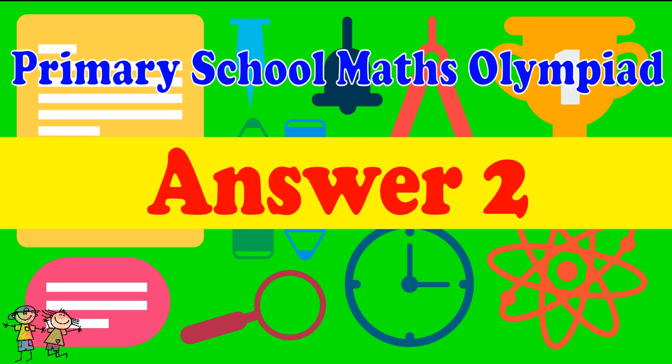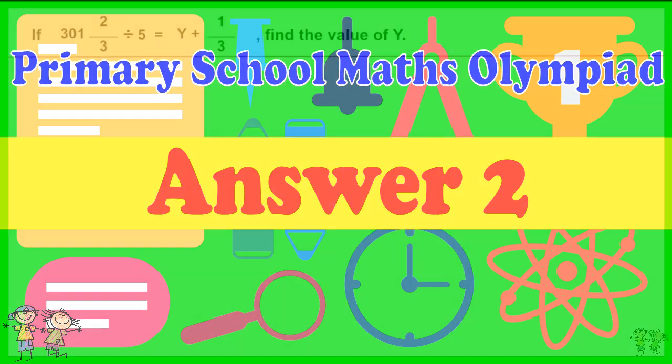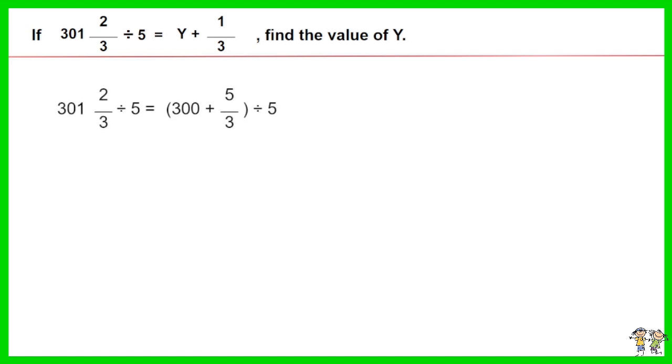Answer for question 2. 301 and 2/3 is also equal to 300 plus 5/3. Divide 300 plus 5 over 3 by 5, and you have 60 plus 1 over 3. As such, the value of y equals 60.